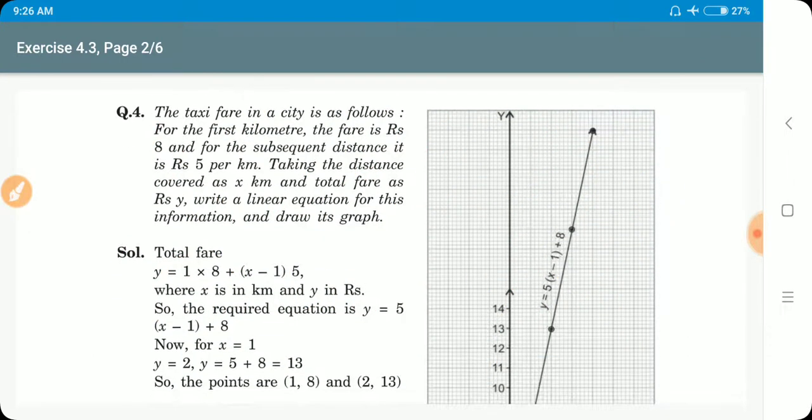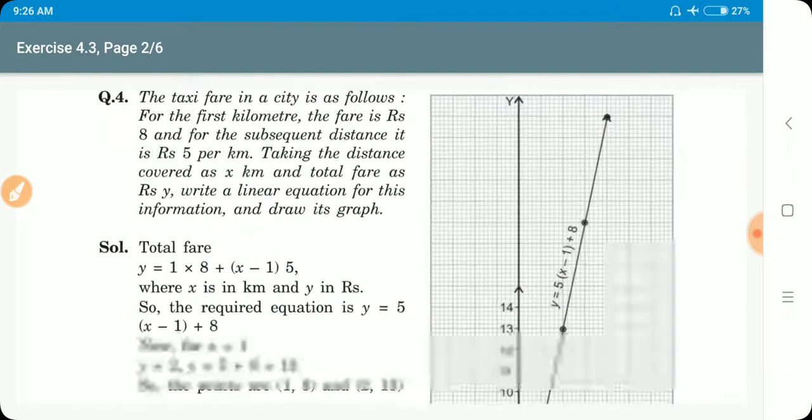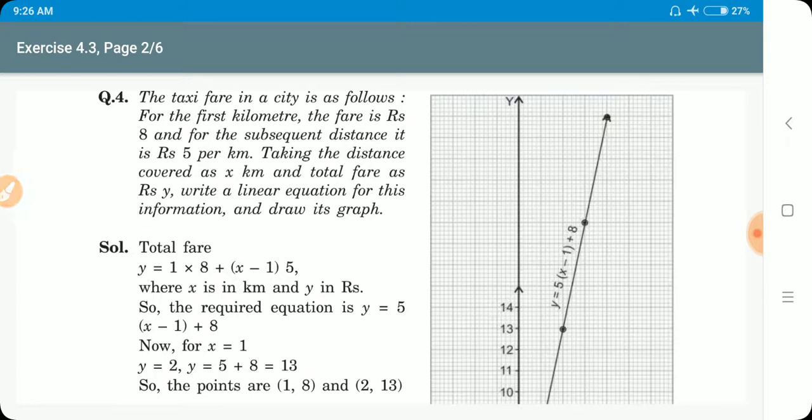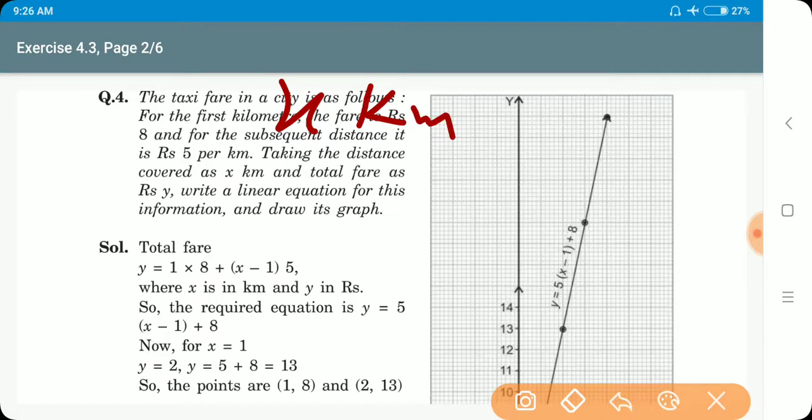So see the sum. Taking the distance covered as x kilometers. Okay, I have told you. Now let the distance covered be x kilometers, and the total fare be y. Write a linear equation and draw its graph.